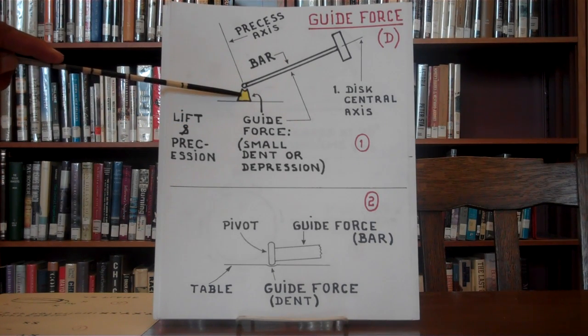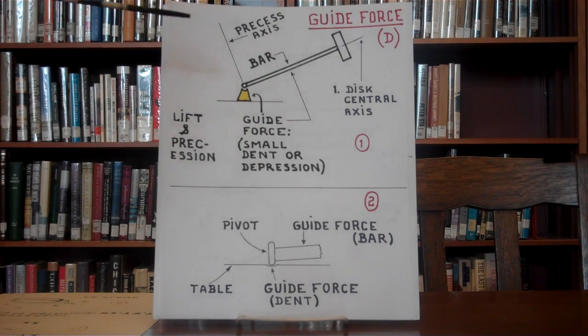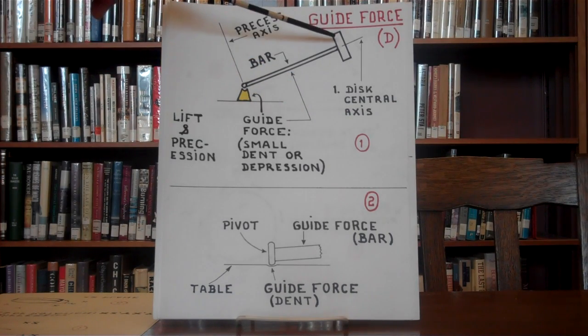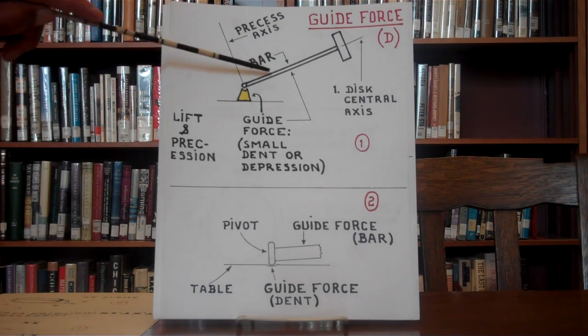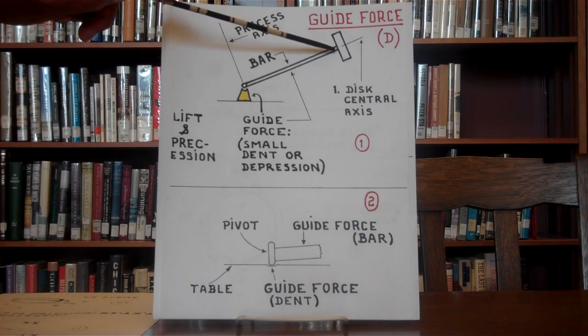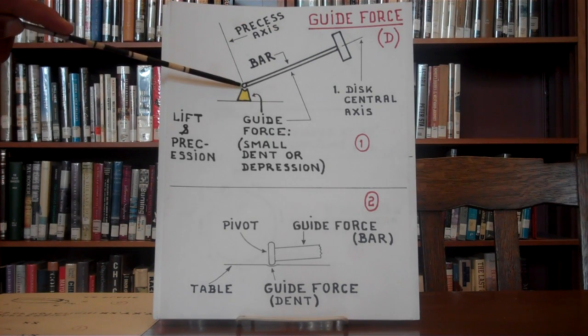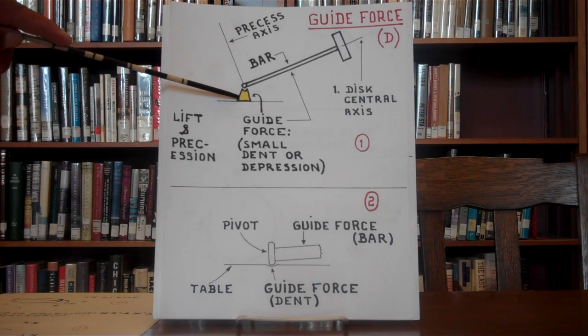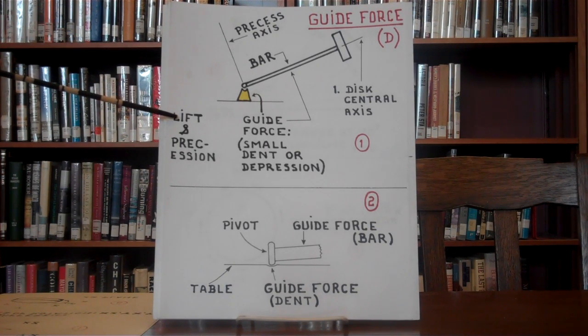The guide force is this small little guide tower. And also, it has 2 guide forces. This here is the precess axis. This here is the central disk axis for the disk. This here is the bar the disk is attached to. This here at the tip end of the bar here is a small little guide tower. This produces lift and it produces precession.